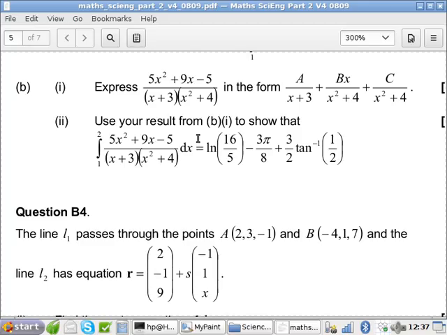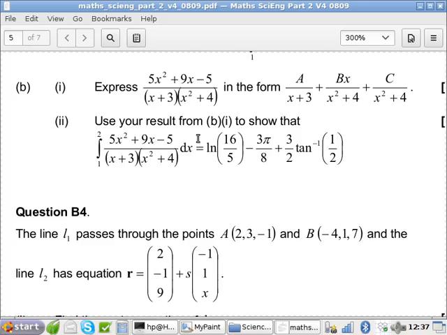Really, this question is saying integrate this, but if you have your A, B, and C, it's the same as asking you to integrate these three. Now the first one, do we know what the first one will be? What type of thing will this be? This will be a log. This one here needs a substitution. What should you let u equal to here? x over 2. And what will this become? It will become a tan inverse.